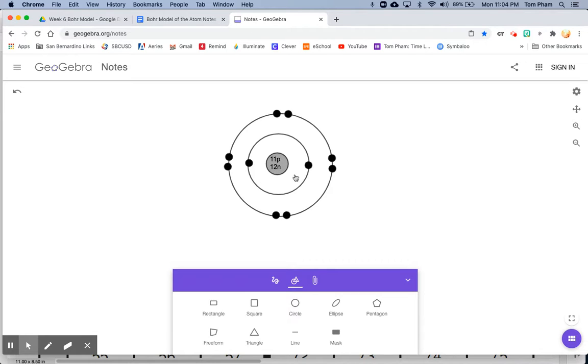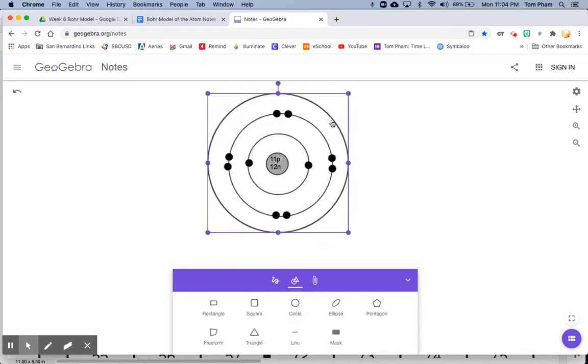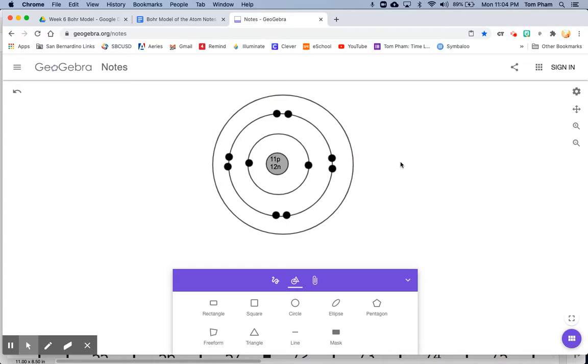Because it has 11 protons, it also needs to have 11 electrons. So if the first energy level is full and the second energy level is full, that means we have to add a third energy level. So let's go to our circle, drag our circle over, and recenter it. And I need one more electron, so let's paste that electron in and move it right here. And now I have 11 total electrons.